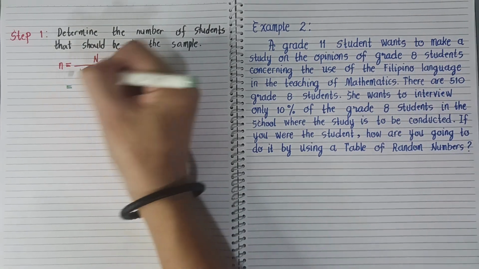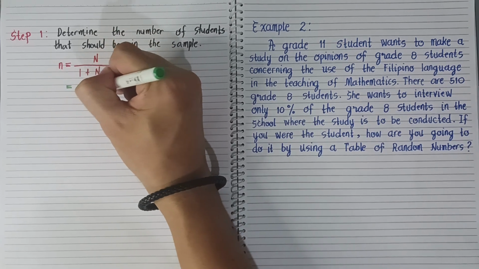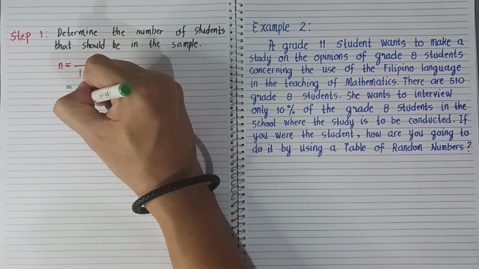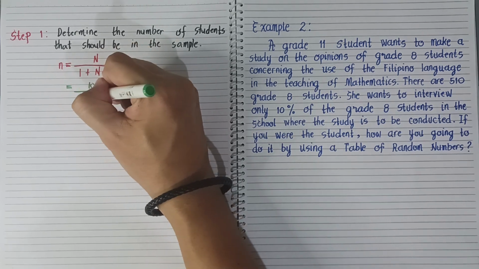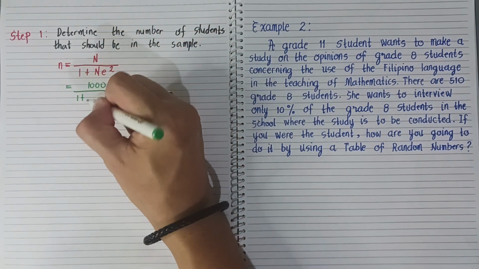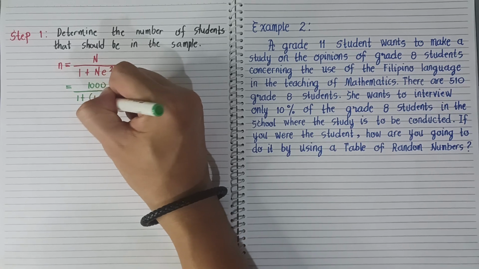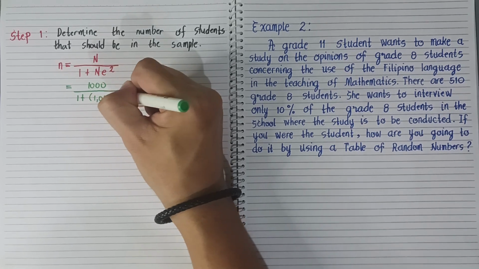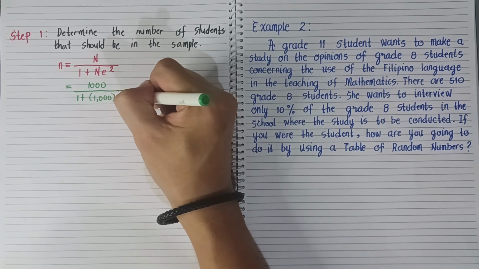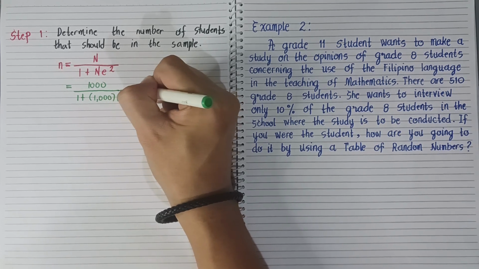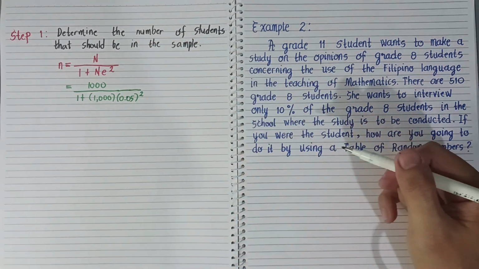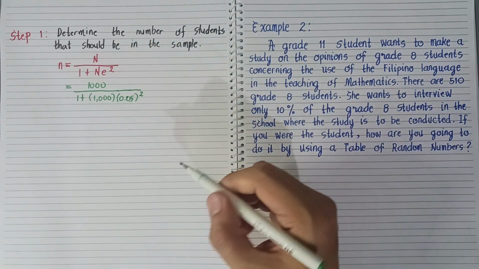Okay, so 1,000 all over 1 plus, okay, since magkatabi to guys, ibig sabihin, we are about to multiply. So, use the parenthesis para hindi tayo malito. 1,000 times, okay, 0.05. Kapag in-express natin in decimal, right? Yung 5% na margin of error natin.